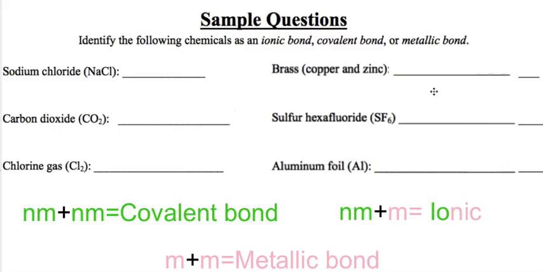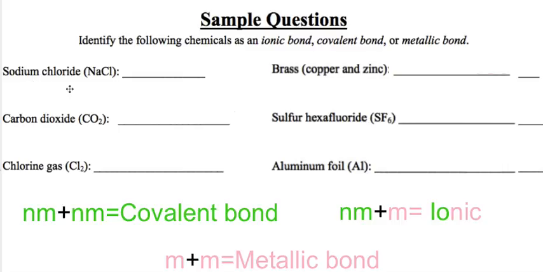So to do these sample questions, what I'd like for you to do is use your periodic table, because that's what you'll need to be doing for your homework and for your worksheet, and determine if you have a metal and a nonmetal, a nonmetal and a nonmetal, or a metal and a metal. So do that first, and then you can easily come back in and see if it will form a covalent, a metallic, or an ionic bond.